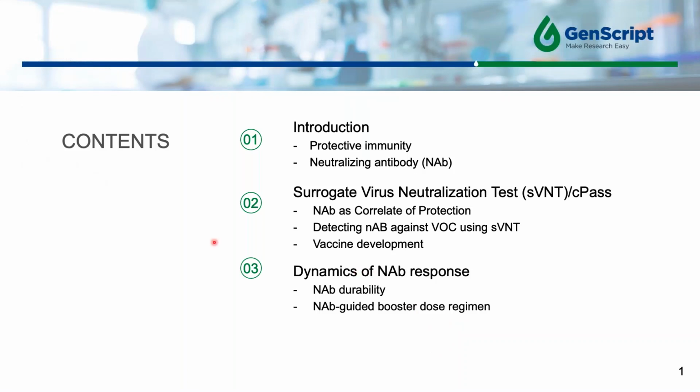So the agenda for today's presentation. First, I will introduce protective immunity and neutralizing antibodies. Next, I will introduce the surrogate virus neutralization test, which is the technology behind cPass. I will cover topics including neutralizing antibody as the correlate of protection and detection of neutralizing antibody against variant concerns using the SVNT, as well as how it can be applied to develop the next generation of vaccine.